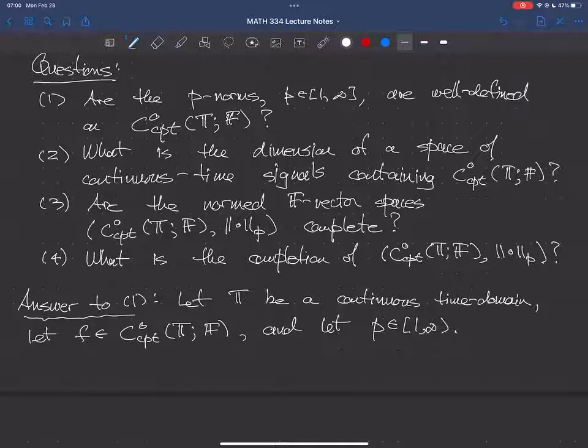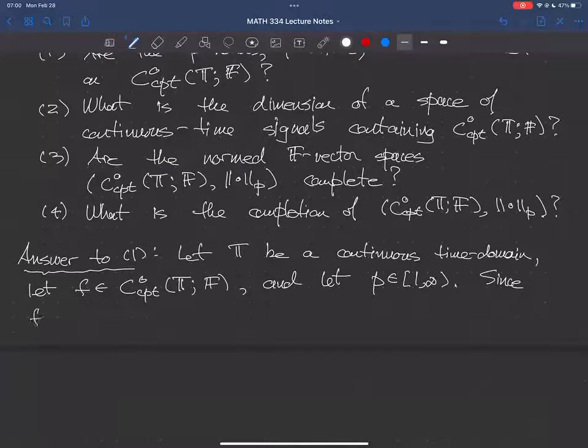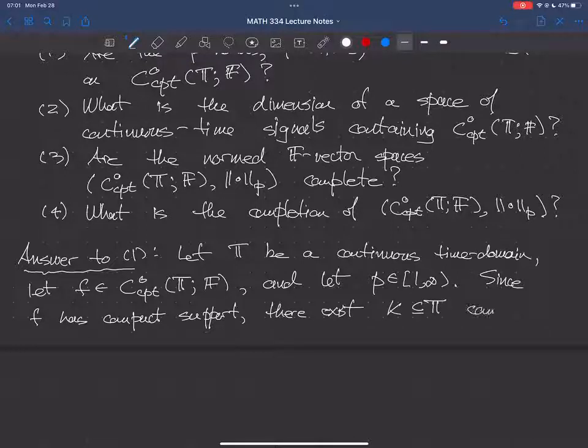Okay. Now, since f has compact support, there exists some K in the time domain T, compact, such that f of t is equal to 0 for t outside K.